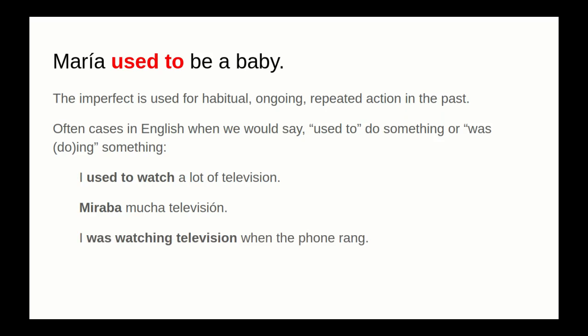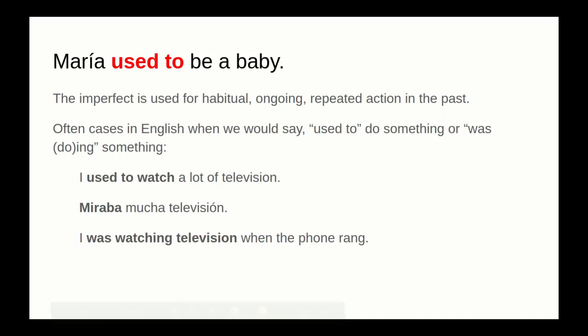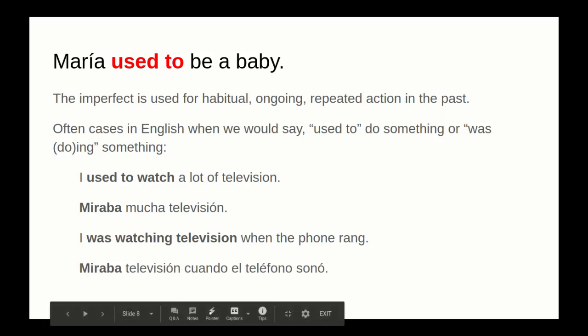Remember that the imperfect can also be used for something was going on when something else happened. I was watching television when the phone rang. Notice I was watching television in an indefinite period of time when the phone ringing suddenly interrupts it. The phone ringing is going to be in your preterite tense, but the watching of the television, because it's kind of an ongoing repeated action in the past, is going to be in your imperfect. I'd use miraba televisión cuando el teléfono sonó. I was watching television when the telephone rang.